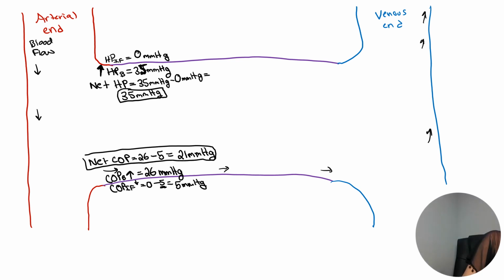Okay, so now we have our net hydrostatic pressure and our net colloid osmotic pressure. So now we can calculate the net filtration pressure. And our net filtration pressure is going to be net hydrostatic pressure minus net colloid osmotic pressure.